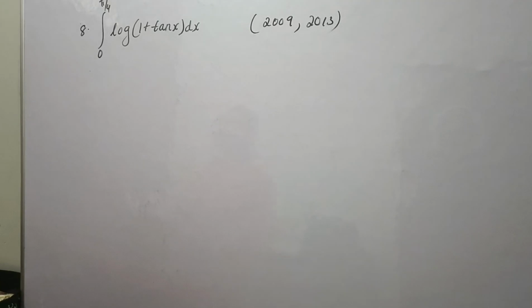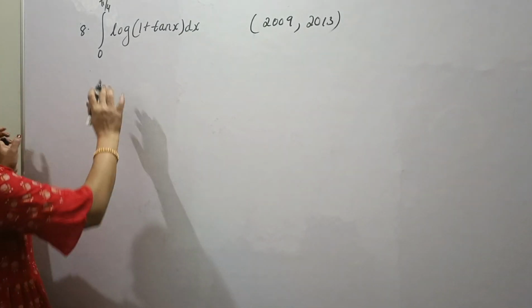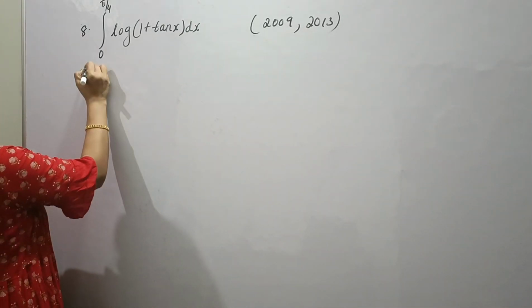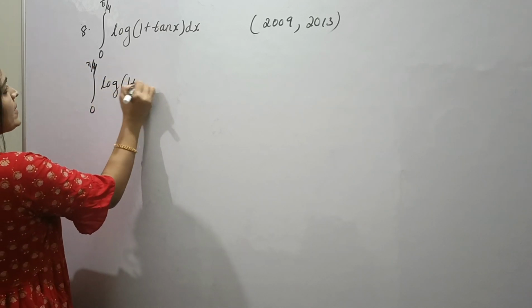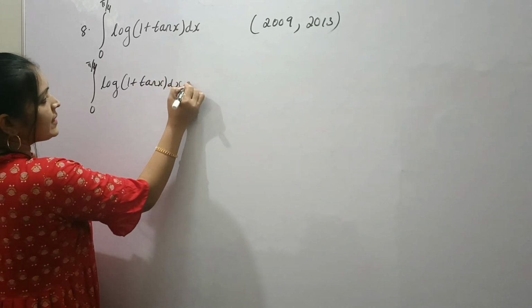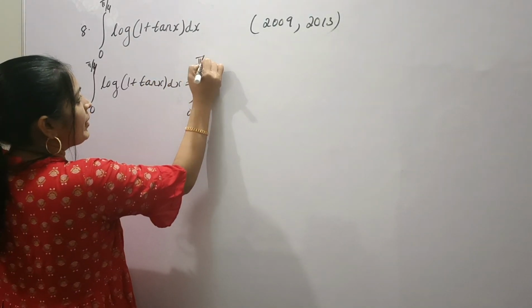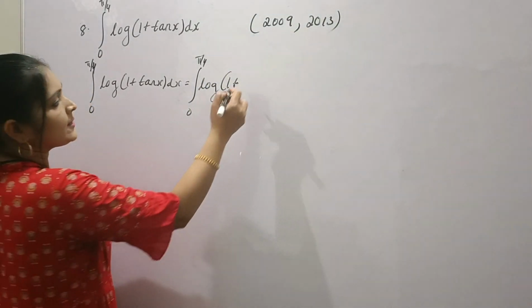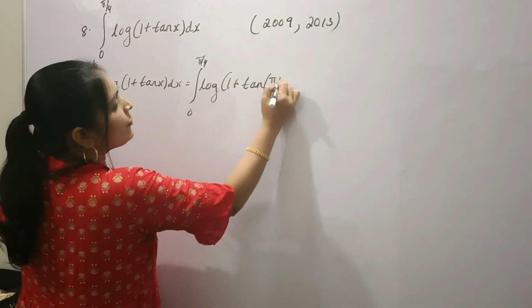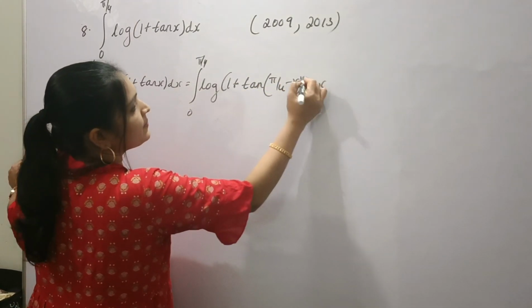Evaluate integral 0 to pi by 4 log of 1 plus tan x dx. It's also a very important question. So here also we will apply the same property, integral 0 to a f of x dx is equal to integral 0 to a f of a minus x dx. So here integral 0 to pi by 4 log of 1 plus tan x dx, that is equal to integral 0 to pi by 4 log of 1 plus, in place of x we will write pi by 4 minus x. Tan pi by 4 minus x dx.